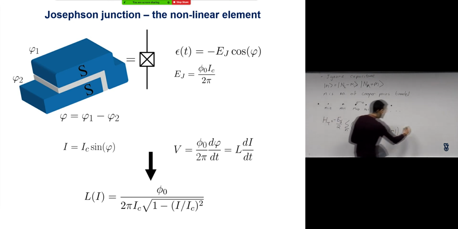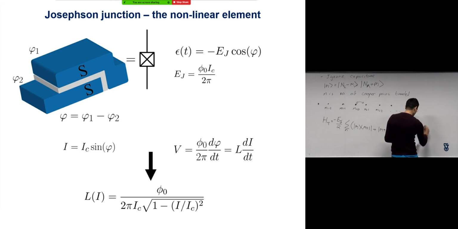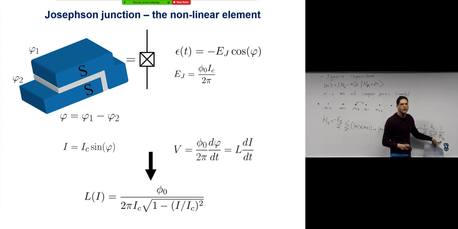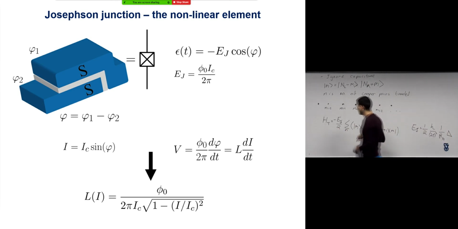By the way, this EJ, if you want to relate it to physical numbers, it equals half h over 2e squared, 1 over Rn. Rn is the normal state resistance of the junction times delta, which is the superconducting gap.